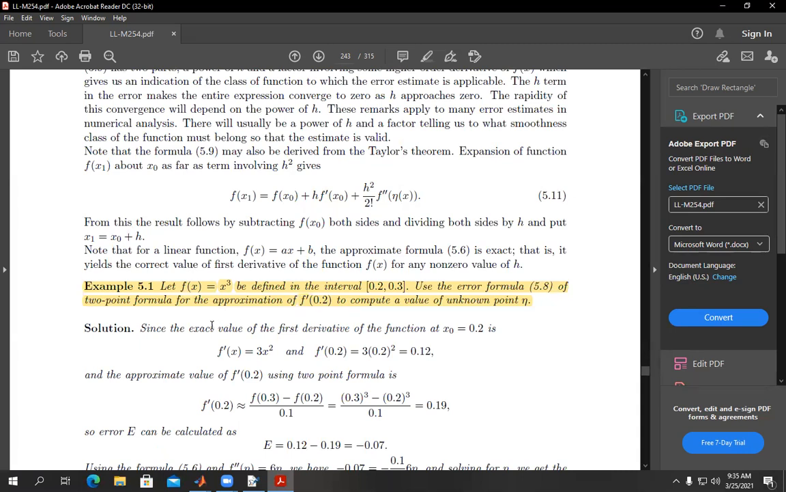So first I find the exact value. What is your x0 given? 0.2. What is your h, please?